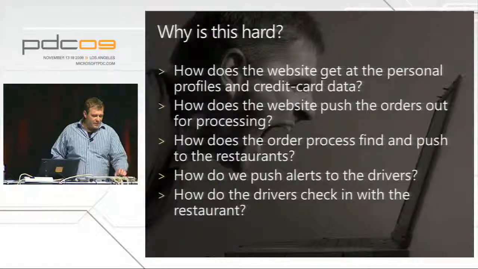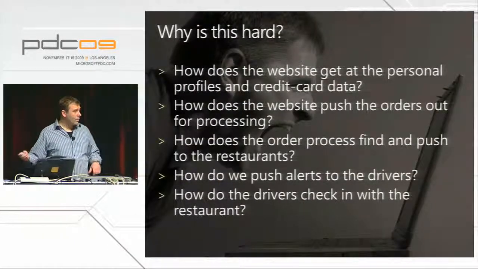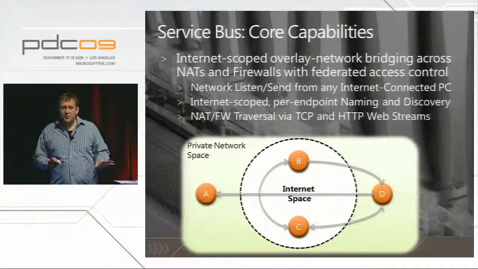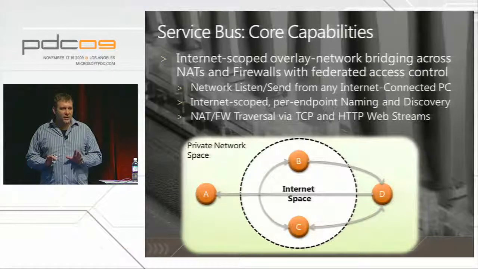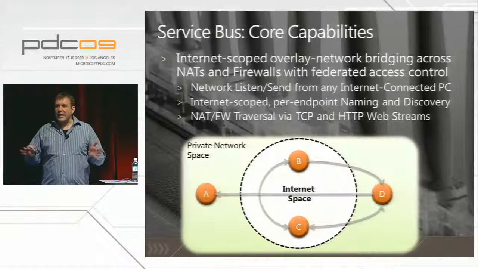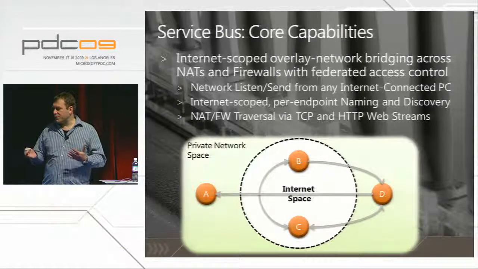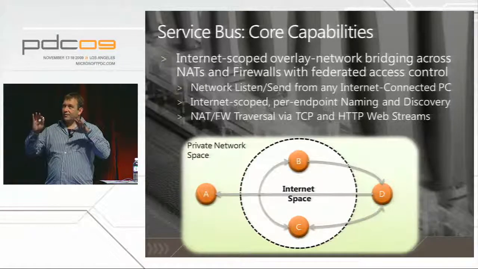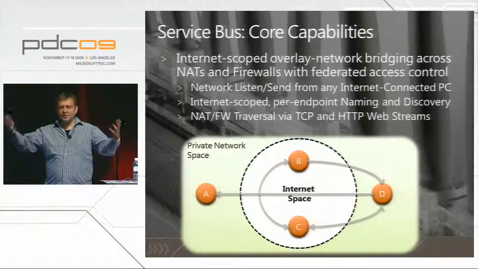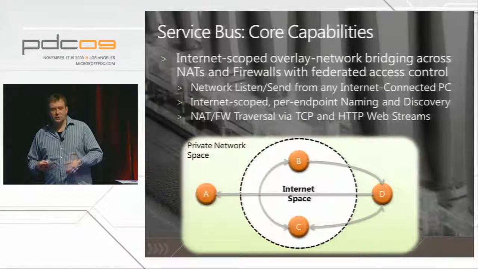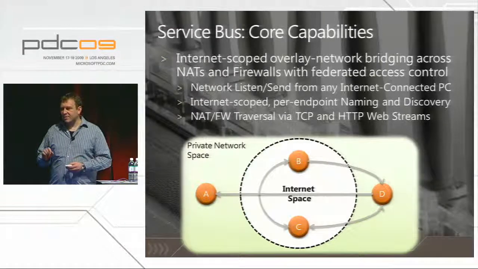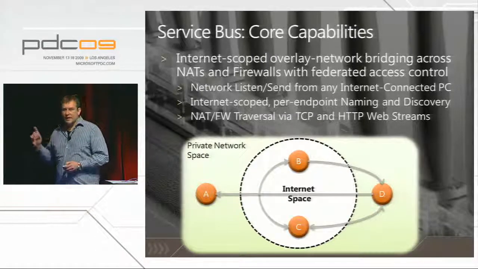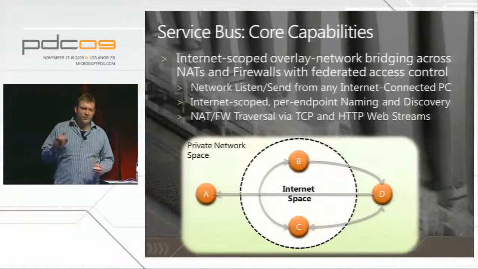So let's go and cut back to the slide deck and just recap what we've seen. What does the service bus do for us? The core capabilities is, so first of all, it gives you an internet scope sort of network overlay. It gives you a virtual network environment, if you will, where firewalls and NATs don't play so much of a role anymore. Firewalls and NATs are there to protect us from unwanted traffic. Unfortunately, they also protect us from wanted traffic. So that's something that Service Bus tries to fix here.